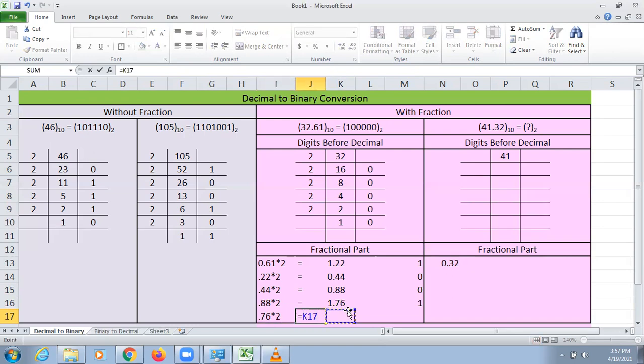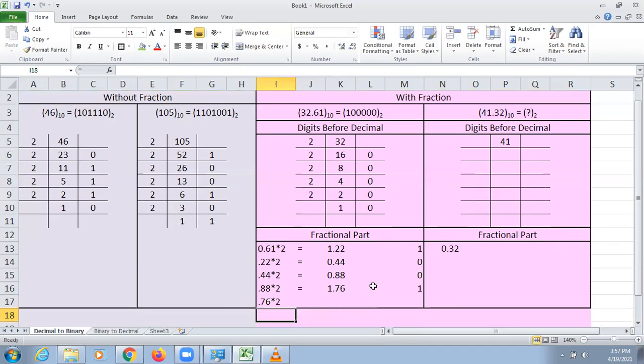But you have to stop here. Why do we have to stop here? Because we have to multiply only 4 to 5 times. We can write only 5 places after decimal. So we don't have to solve it more. We can let it be like this only.